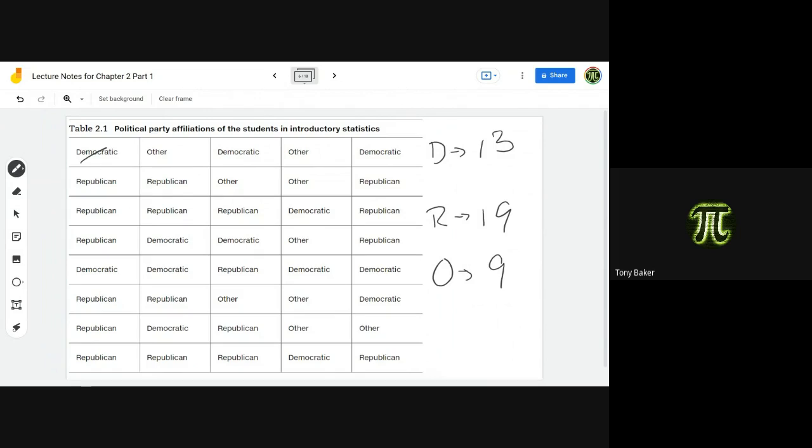19. 29. 32. Well, let's see. There's only 40 and I got 41. So something's wrong. All right, let's count it.